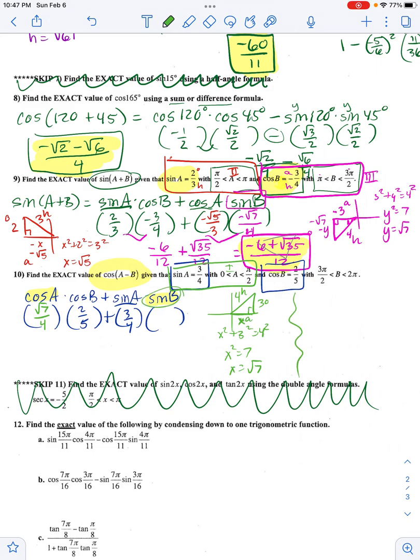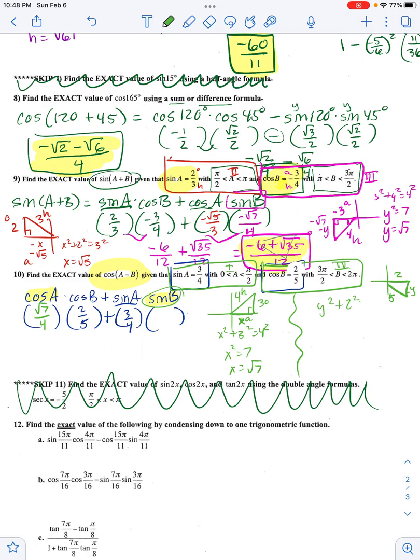Let's figure out sine b using our b information. 3 halves to 2 pi is actually going to put me in quadrant 4. And the cosine, I can't even see it. I've written all over everything. There we go. The cosine is going to be adjacent over hypotenuse. We don't know the y, but it will be going down, so it will be negative.